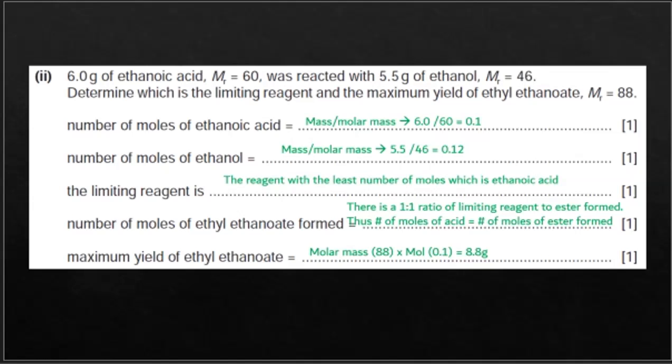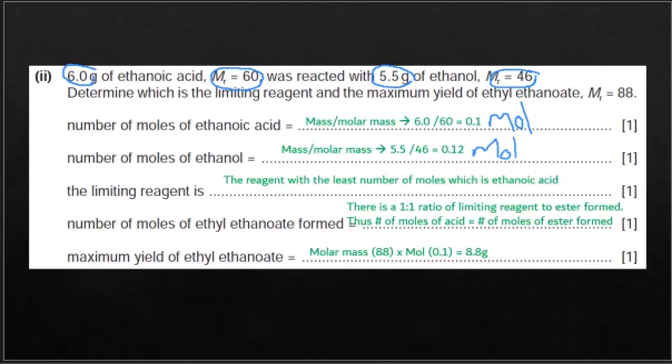The mass given for ethanoic acid is 6 grams, and the molar mass given is 60. So you take 6 and divide it by 60, mass divided by molar mass, and that will give us the number of moles. Then you do the same thing for the ethanol. Moles is equal to mass over molar mass. The mass given is 5.5 grams. The molar mass is 46. So you take 5.5 and divide it by 46.